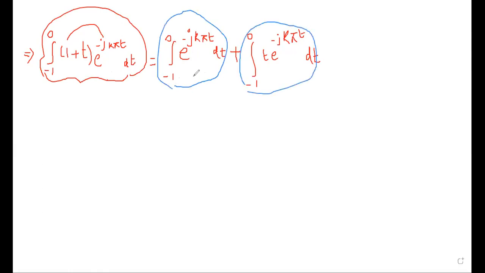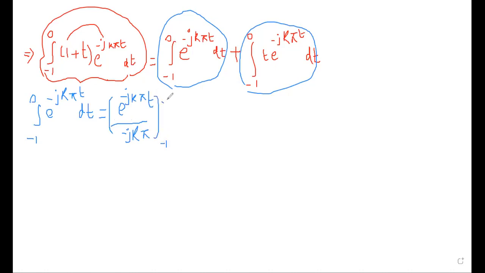So let me take this integration first. The integral from minus 1 to 0 of e power minus j k pi t dt is equal to, can anybody tell me the integration here? Please interact with me, otherwise it will be difficult for me to write everything here. It is e power minus jk pi t the whole divided by minus jk pi. So I need to substitute the limit, from minus 1 to 0.